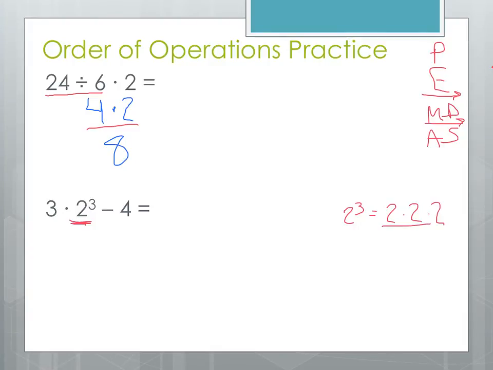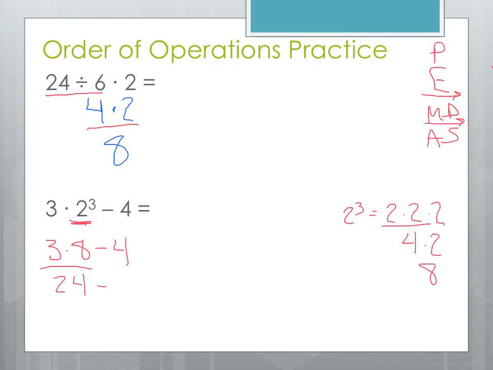2 times 2 is 4 times 2, and 4 times 2 is 8. So we're going to replace that 2 to the third power with 8. Now we have 3 times 8 minus 4. We finished all our exponents, so we're going to move down to the next step of the order of operations, multiplying and dividing. We do have some multiplication there. We've got the 3 times 8. So we'll do that. 3 times 8 is 24.